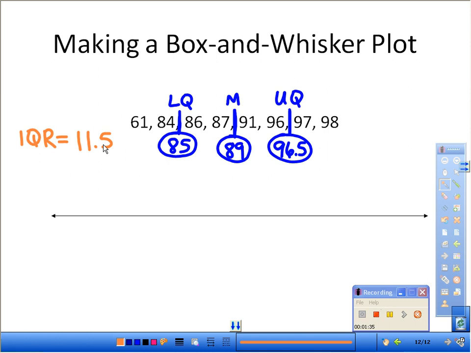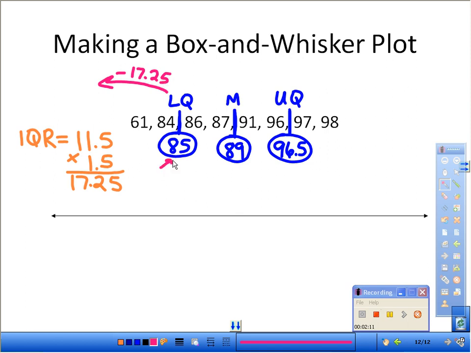We take our interquartile range and multiply it by 1.5. It's always 1.5. When we do that, we get 17.25. Now what that tells us is that from our lower quartile, we can go back or subtract 17.25 before it becomes an outlier. So if I take 85 minus 17.25, I get 67.75. That is called our lower limit on outliers.